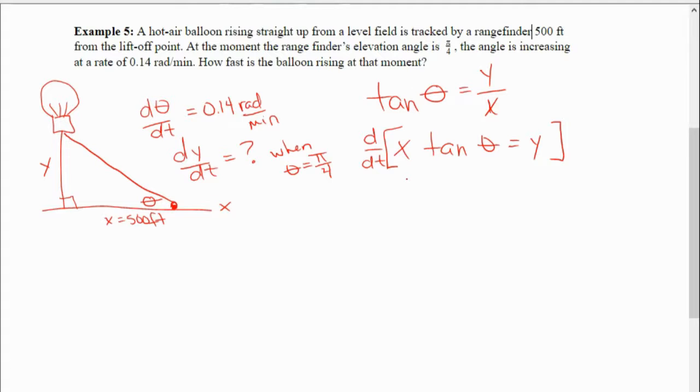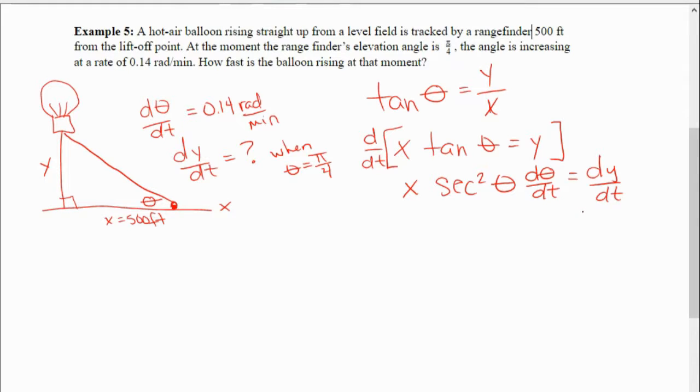My x is not changing, so this is really like a constant in front of tangent. So I don't have to do product rule. Yay! Okay, great. So we're going to have x times the derivative of tangent, which is secant squared theta, times d theta dt, equal to dy dt. Perfect. There it is.